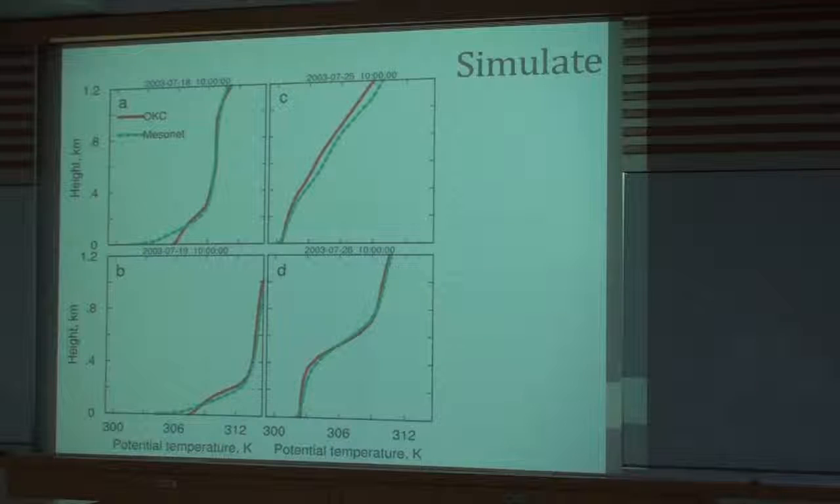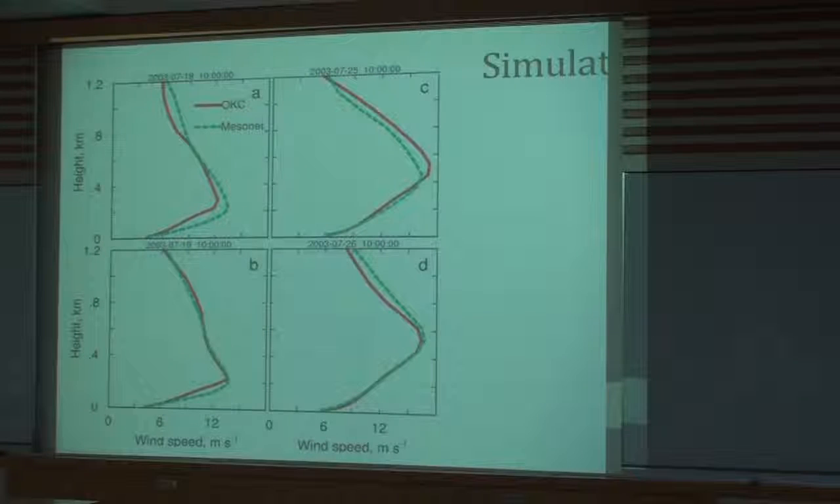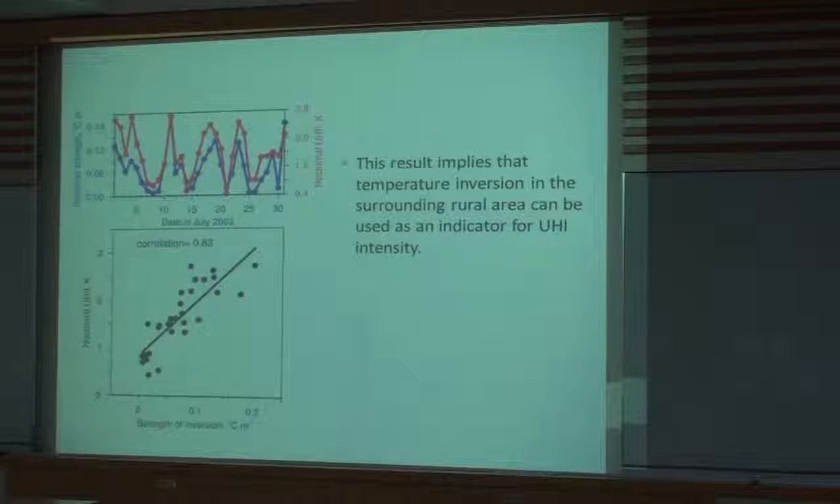And here, from the simulation, we can see from the potential temperature profile that for the strong case, the inversion layer is about 200, and for the weak case it is about 500. Also, the wind speed of the low-level jets agrees with that: it is stronger in the strong case and weaker in the weak case.